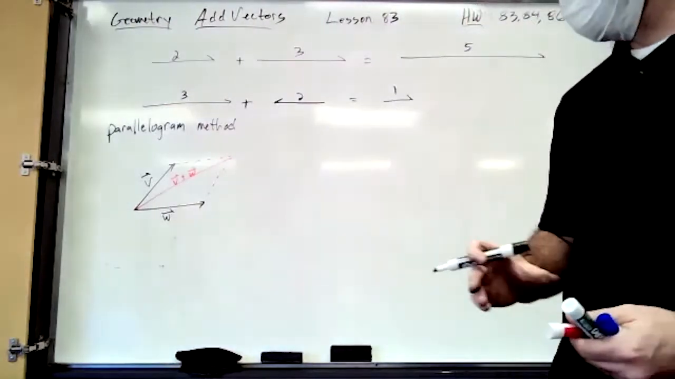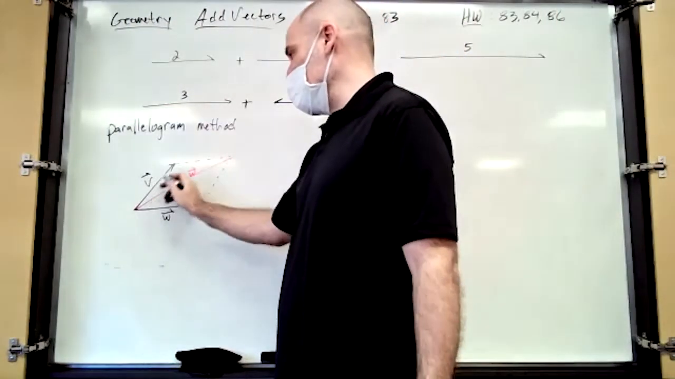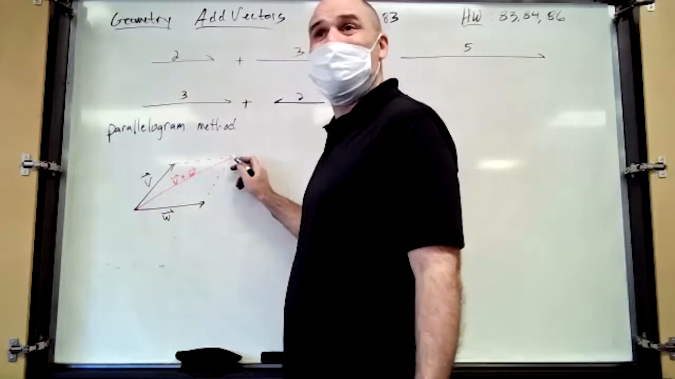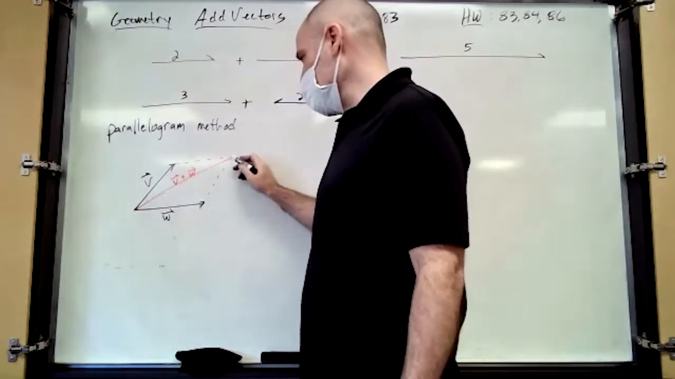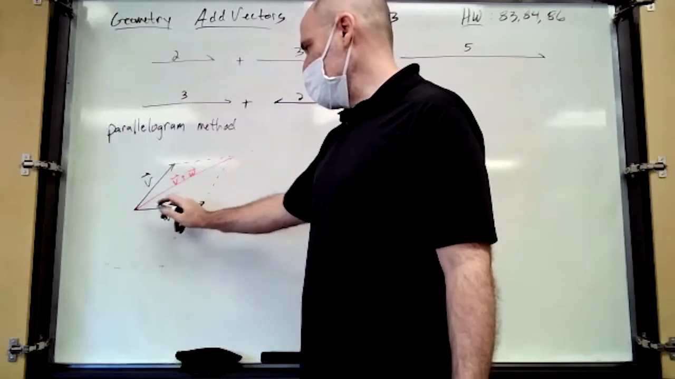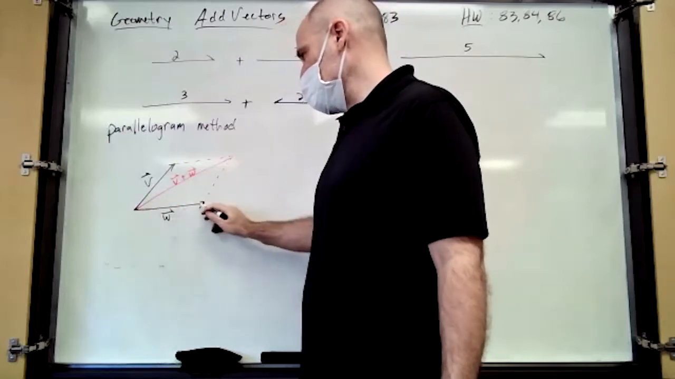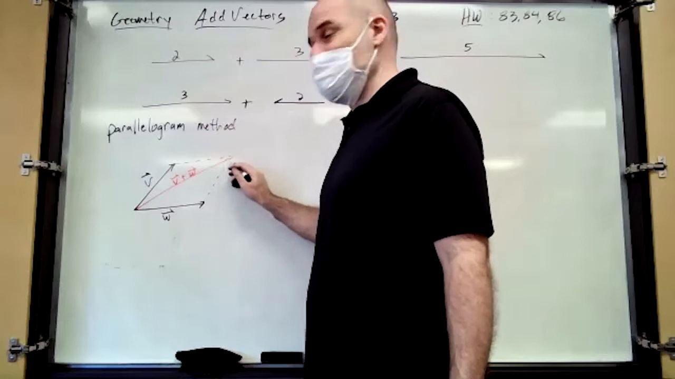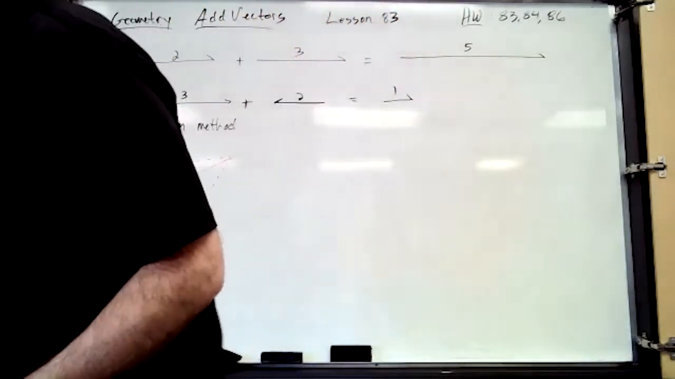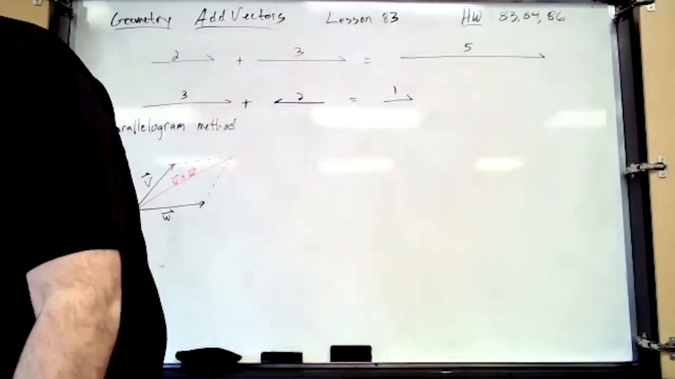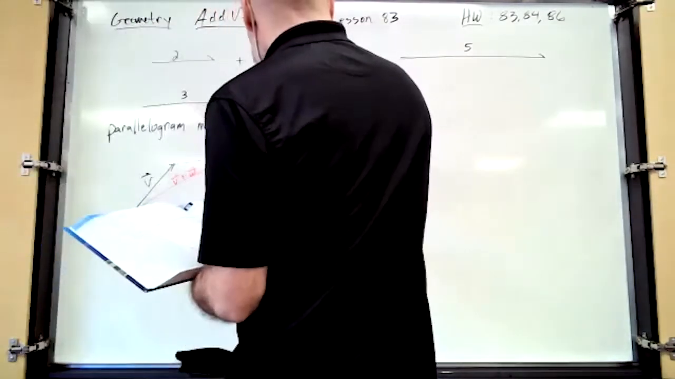And it kind of makes sense because you have to go up this much and then over this much, and you end up right there, right? So it's the diagonal. Or you can go this way and then up that way, and you end up right there. That's the parallelogram method. So let's do an example. Here's example 1.